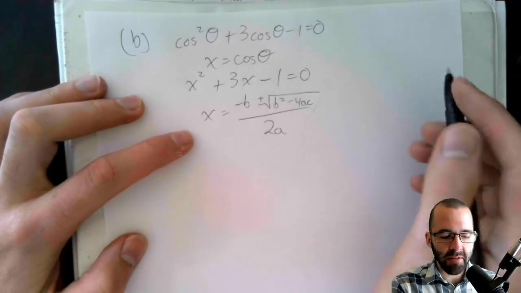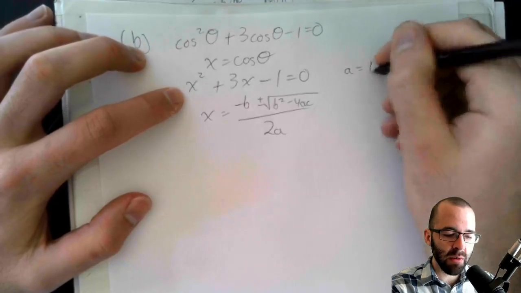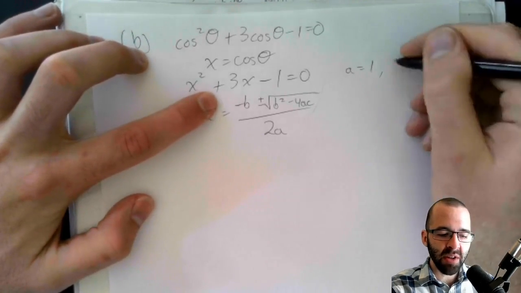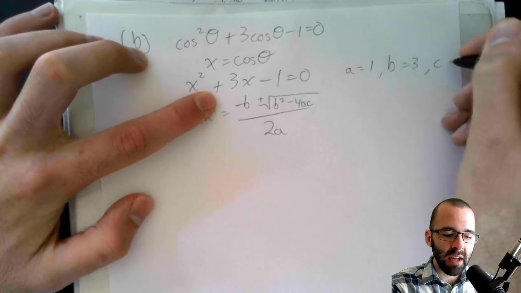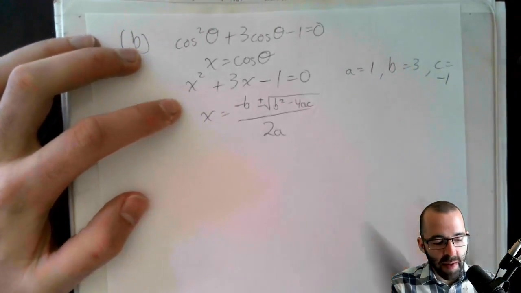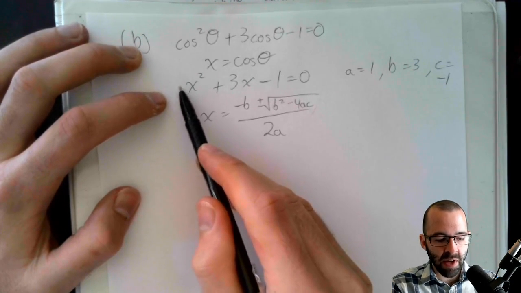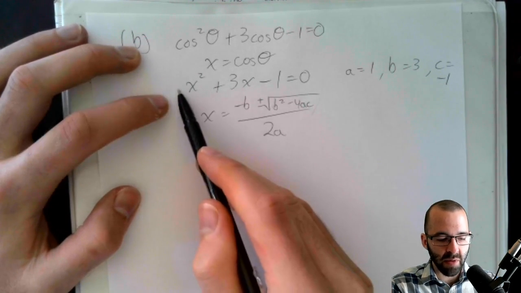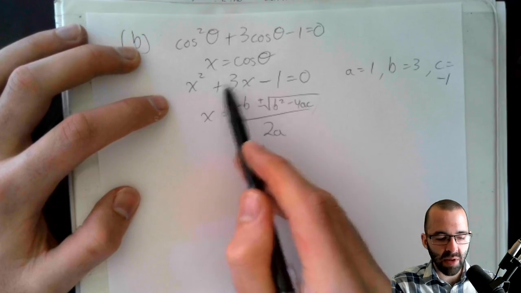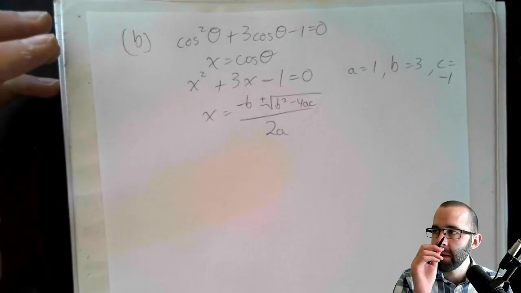And then we just keep solving, right? So a is the coefficient of x squared, which is 1. b is the coefficient of x, which is 3. And c is the constant, which is -1. And remember, for coefficients, you need to look at the sign before it. So we know this is +1 because there's no negative. We know this is +3 because it's +3. If this were -3x, then b would be -3.